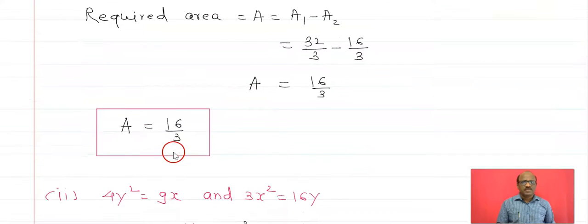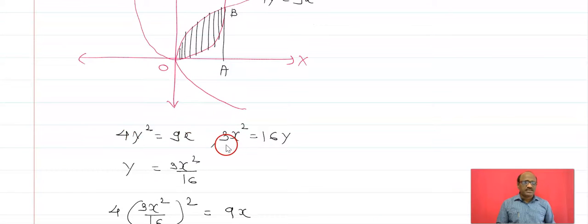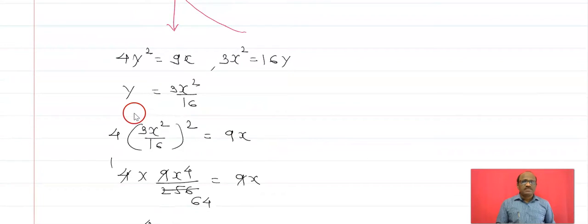This is the area. Now the next question, that is 4y² = 9x and 3x² = 16y. Again we will find the point of intersection between these two parabolas. One is (0, 0) and another we will find, that is the B coordinate. Again we will find the area below the parabola 4y² = 9x and the area below the parabola 3x² = 16y, and make their subtraction. You will get the required area. Now 4y² = 9x and 3x² = 16y. Therefore y = 3x²/16 from this parabola.